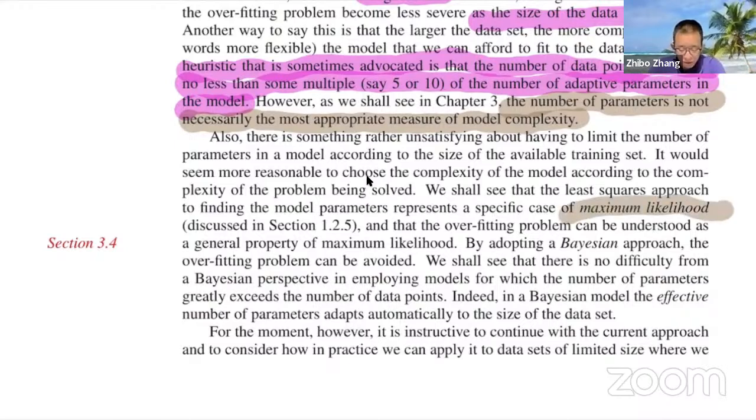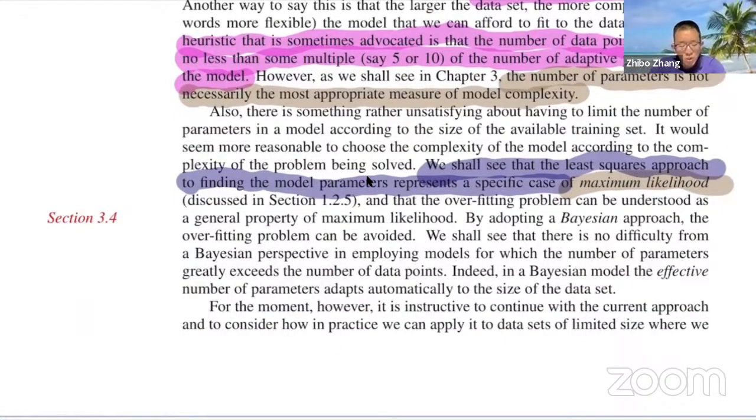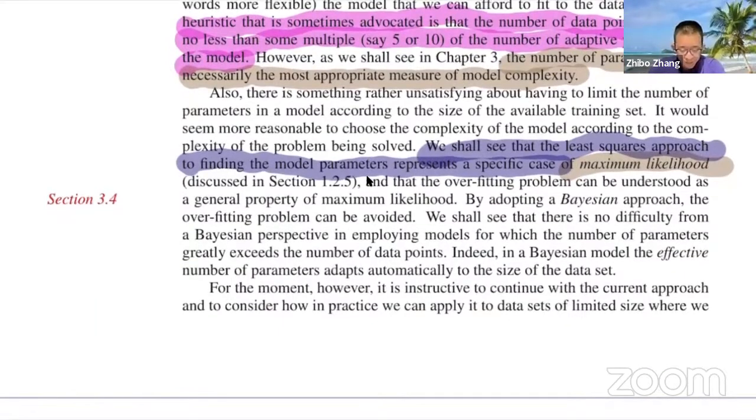Another important conclusion here: we shall see that the least squares approach to finding the model parameters represents a specific case of maximum likelihood, discussed in section 1.2.5. And the overfitting problem can be understood as a general property of maximum likelihood. By adopting a Bayesian approach, the overfitting problem can be avoided. We shall see that there is no difficulty from a Bayesian perspective in employing models for which the number of parameters greatly exceeds the number of data points. Indeed, in a Bayesian model, the effective number of parameters adapts automatically to the size of the data set.